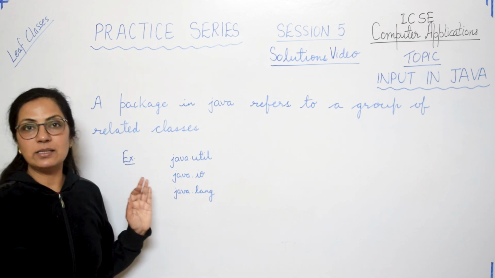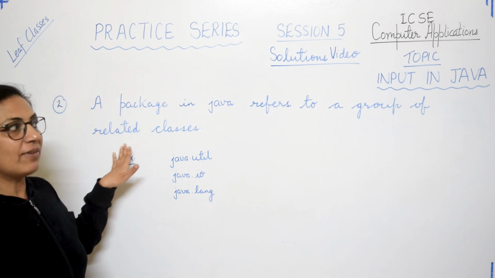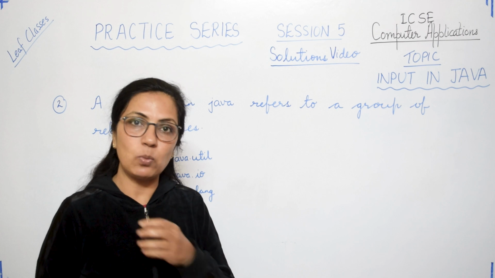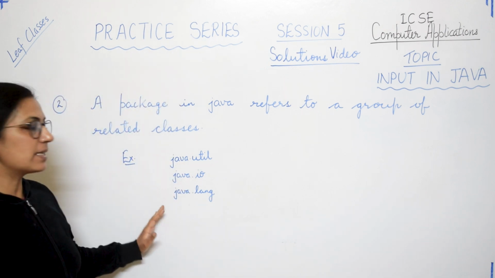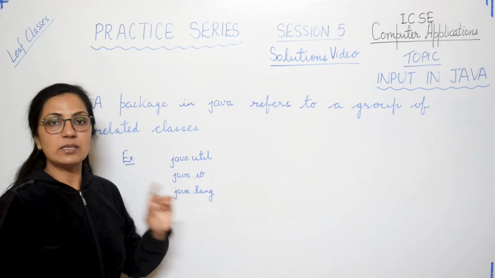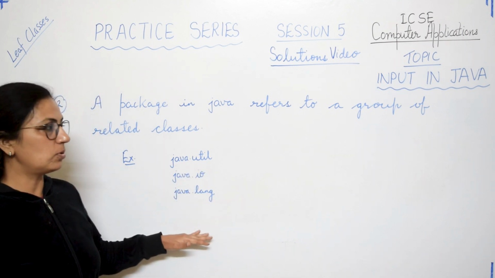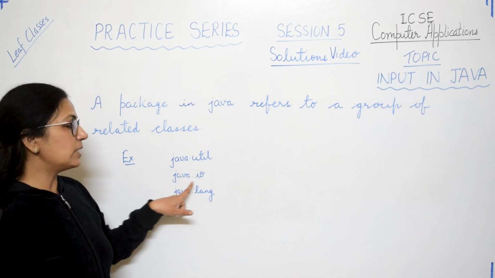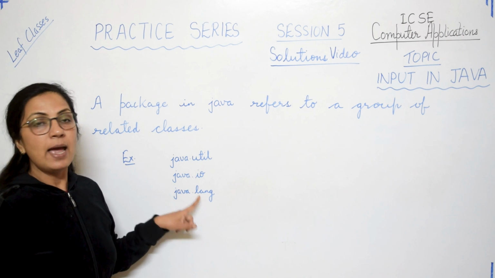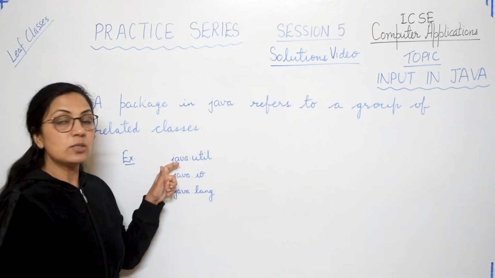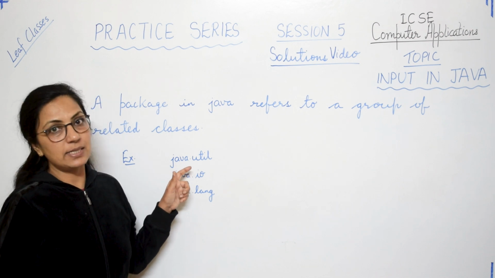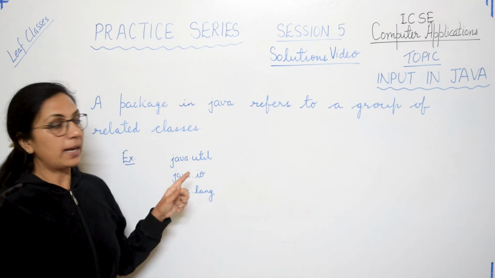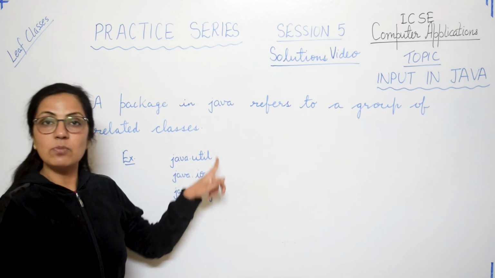What is a package and give one example. A package in Java refers to a group of related classes. All the related classes combined together make one package. And here I have written 3 examples. When one example is asked, you are supposed to write just one example. No need to write 2, 3. But just for your reference, I have given these 3 examples: java.util, java.io, java.lang. And please do take care of the small letters, because you know Java is a case sensitive language. So if you write java.Util with capital U, there is no such package. So all these letters have to be in small case only.